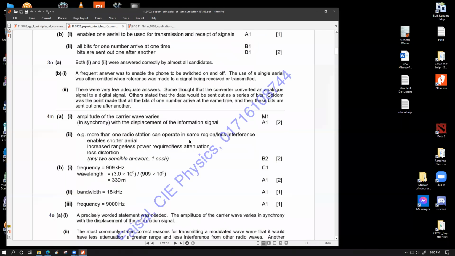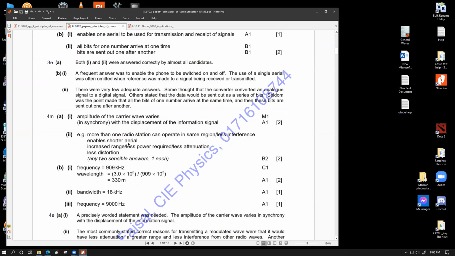More than one radio station can operate in the same region, or less interference. That's what we've learned earlier. It enables a shorter aerial, because if you have to transmit a larger wave, you need a bigger aerial. If you want to work with a smaller wavelength, then you can work with a shorter antenna. This is essentially why all of our cell phones can work, because they work in microwave signal. We can have the antennas hidden or concealed within the cell phone body. That's one of the advantages of using microwave.